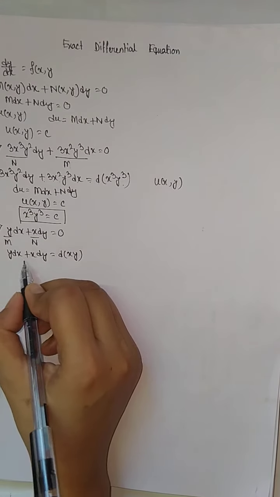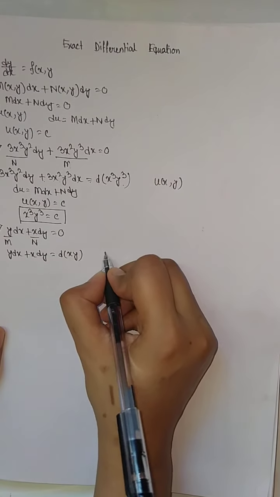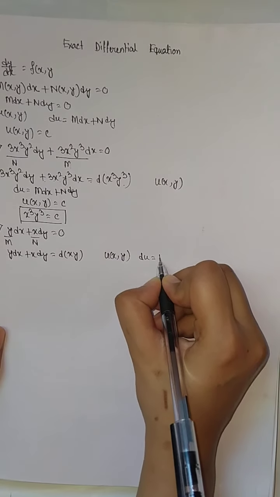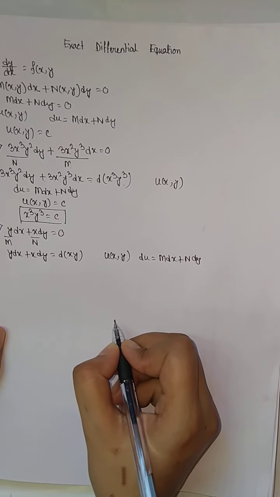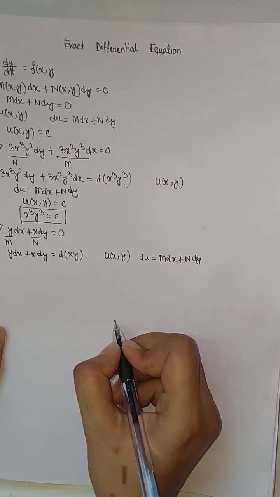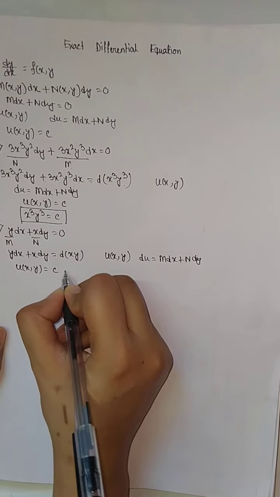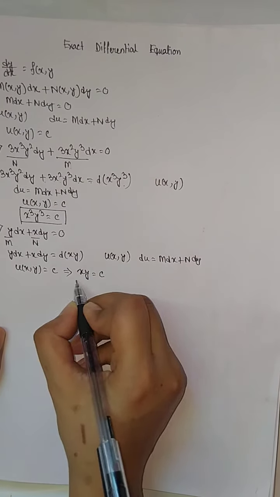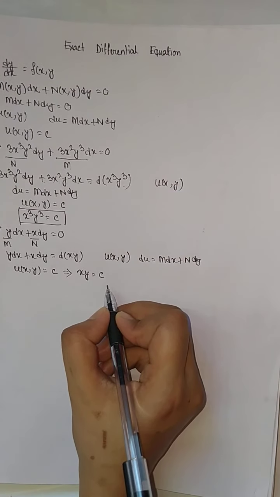Now since y dx + x dy = d(xy), there exists a function u(x,y) such that du = M dx + N dy. Hence the given equation is exact, and the primitive of the given equation is u(x,y) = c. Here u is xy, so xy = c. So this is the general solution or primitive of the differential equation.